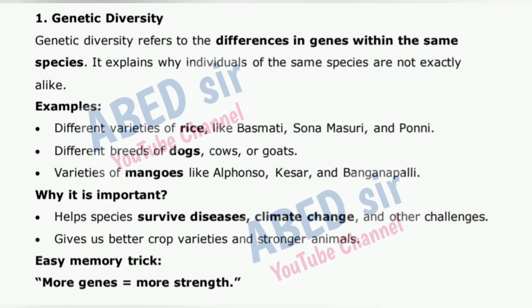1. Genetic diversity. Genetic diversity refers to the differences in genes within the same species. It explains why individuals of the same species are not exactly alike. Examples: different varieties of rice, like Basmati, Sona Masuri, and Ponni. Different breeds of dogs, cows, or goats. Varieties of mangoes like Alfonso, Kesar, and Banganapalli.